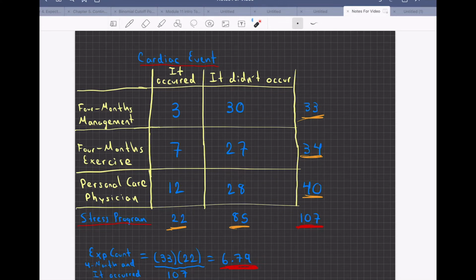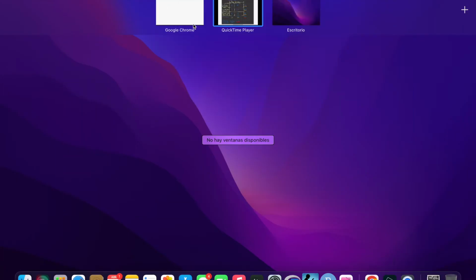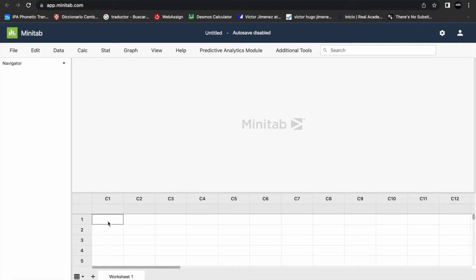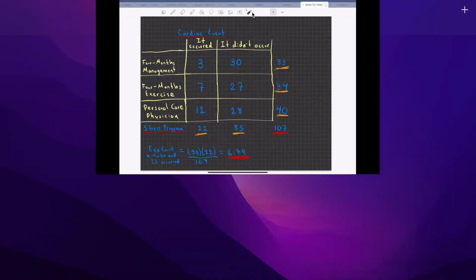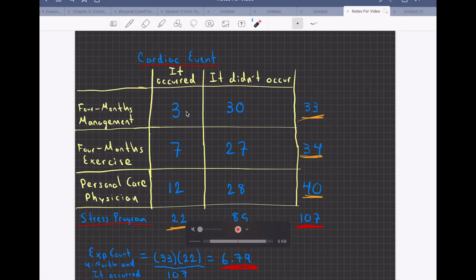All right. To compute this in Minitab, you have to go to Minitab. Here I have Minitab. Notice, once you have created this column, or if this table is given, in this case I created the table, but you will see in some exercises that this kind of table is given. So in this case, you will have to enter only the numbers from the table.